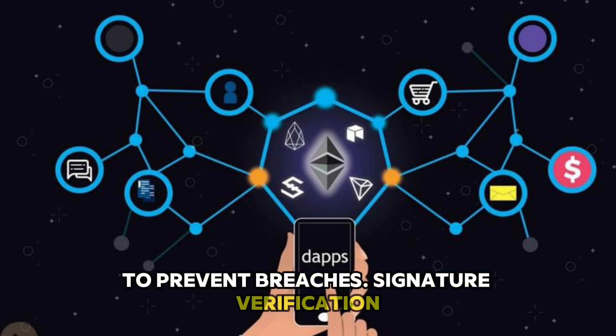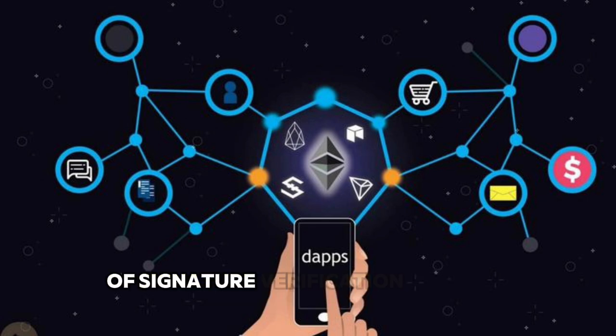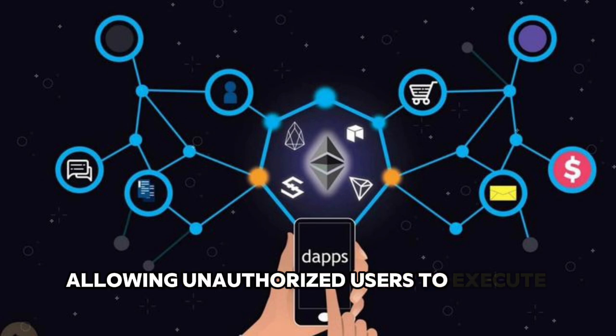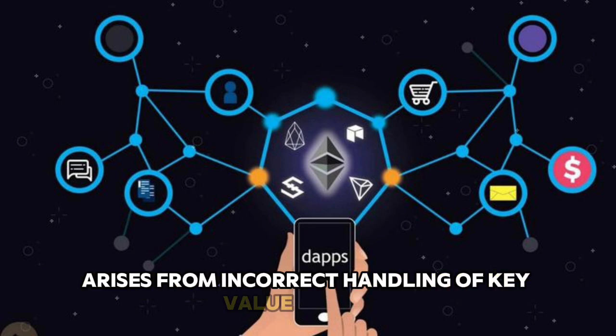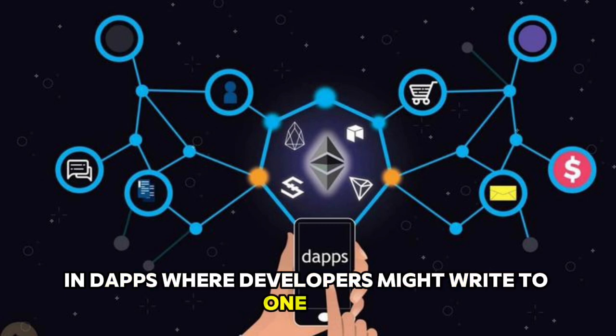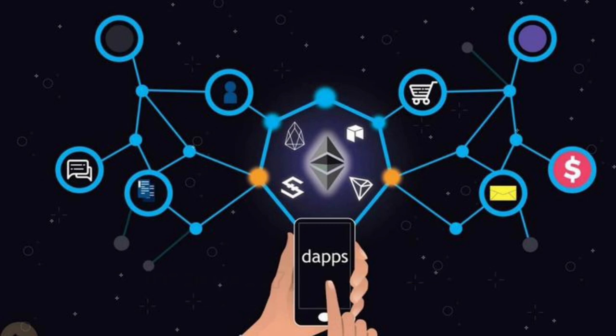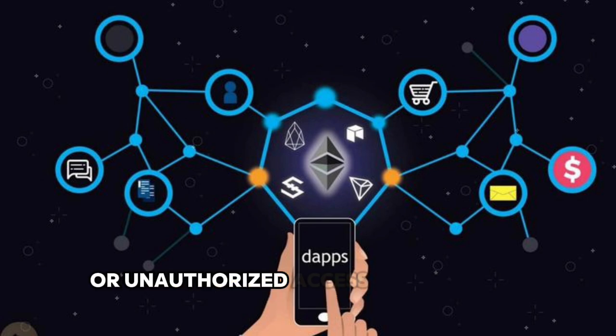Signature verification. This flaw involves incorrect implementation of signature verification in smart contracts, allowing unauthorized users to execute transactions without proper authentication. Entering keys. This vulnerability arises from incorrect handling of key value storage in dApps, where developers might write to one key and read from another, potentially leading to data manipulation or unauthorized access.